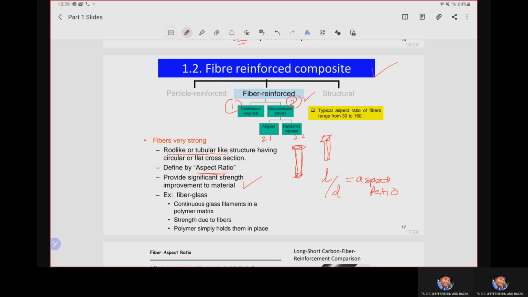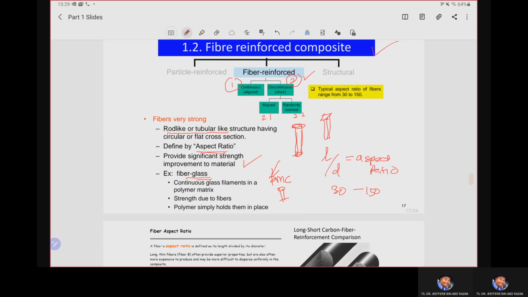Normally, the typical L over D for fibers ranges from 30 to 150. It is unitless because length may be in millimeters, divided by millimeters for diameter. Examples of fibers are glass fibers, carbon fibers, and many more. So in a continuous glass fiber polymer matrix composite, the strength is due to the fibers, and the polymer matrix simply holds them in place. If in a PMC we have polymer as matrix reinforced with fibers, the polymer matrix will hold the fibers in place.